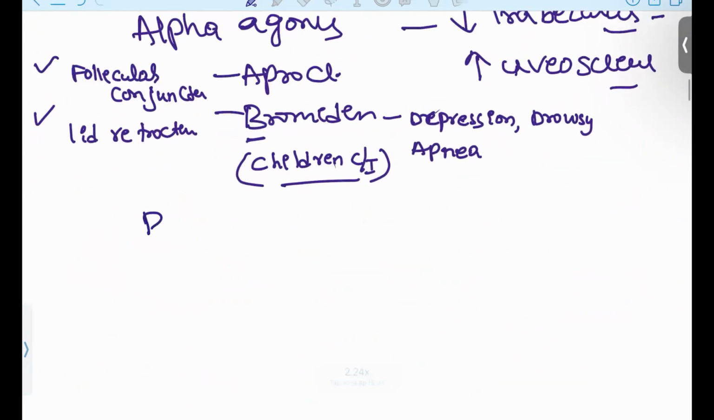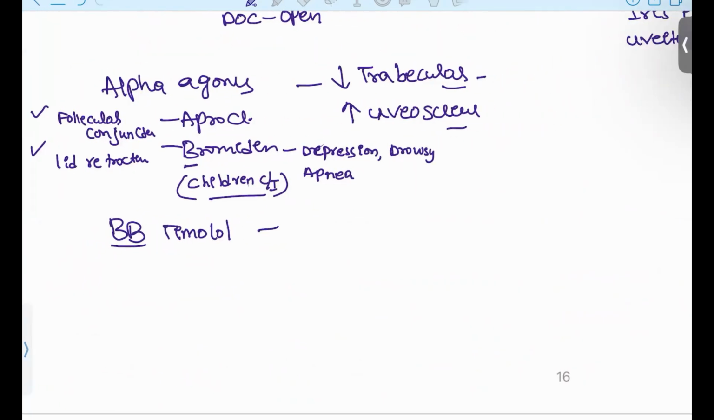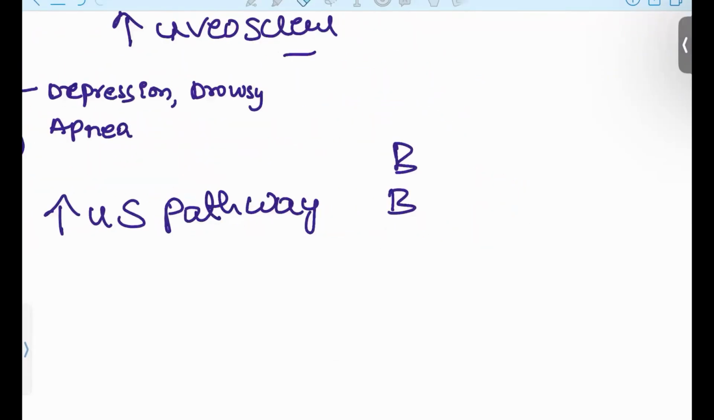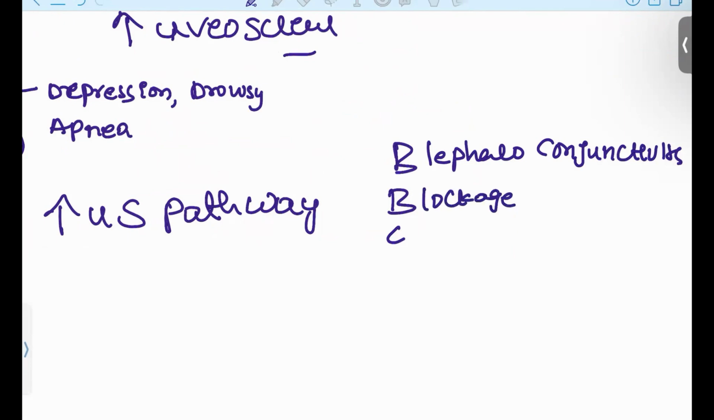Next one is your beta blockers. The topical one is timolol. And patients who are taking the beta blockers, it will also increase the uveoscleral pathway. And the side effects are seen as BBC. What is this mnemonic for BBC? B for blepharoconjunctivitis. Along with that, blockage of the nasolacrimal duct and corneal anesthesia.